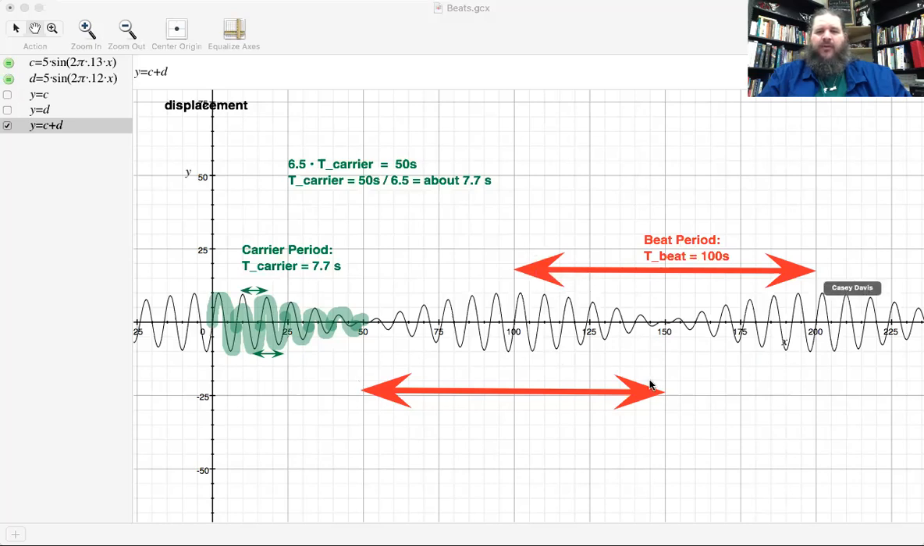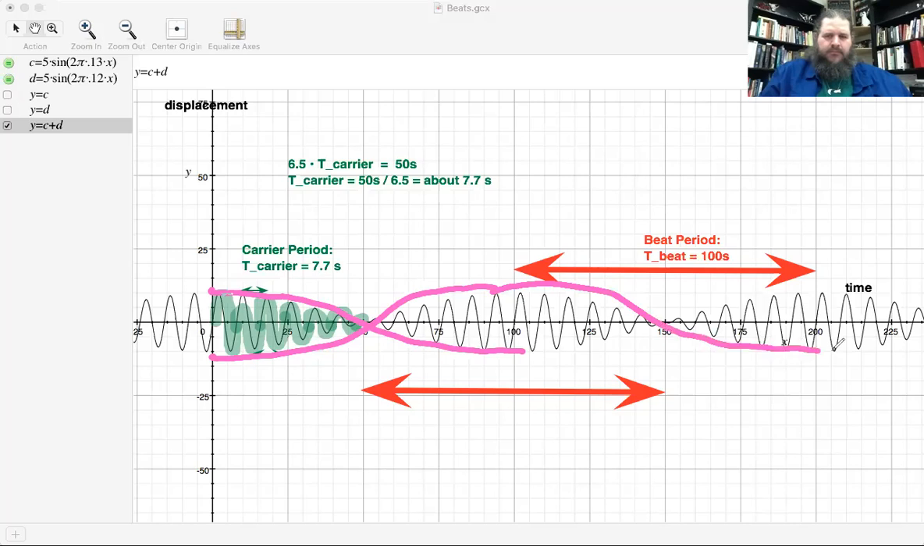span from loud to loud or from quiet to quiet. And that ties into the wave envelope we were looking at earlier. If you trace out the outline of the wave, something like this, and then continuing through there, so that's our wave envelope. And note that we're going from quiet to quiet over the span of 100 seconds, or from loud to loud over the span of 100 seconds. So we'd say the beat period is 100 seconds. Whereas the carrier period, the actual amount of time from crest to crest or trough to trough, is about 7.7 seconds. Any questions on that terminology or those values so far?